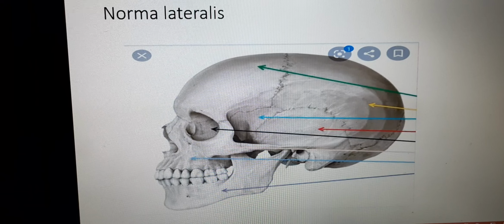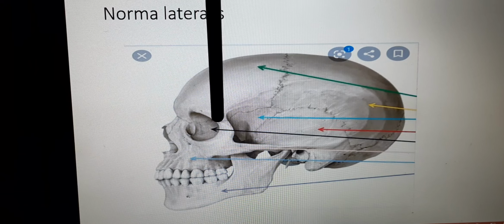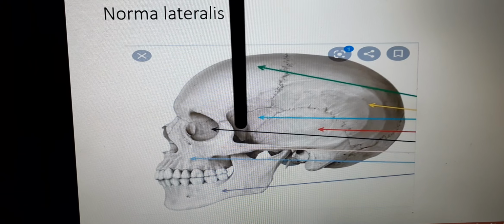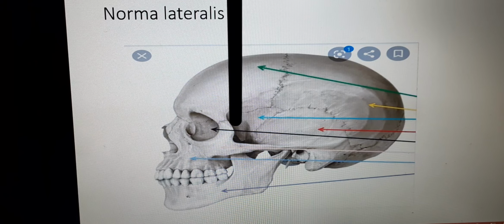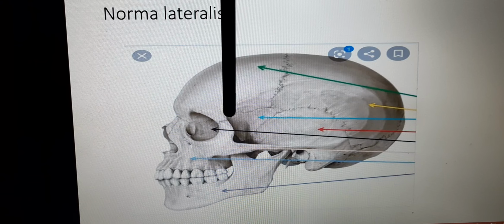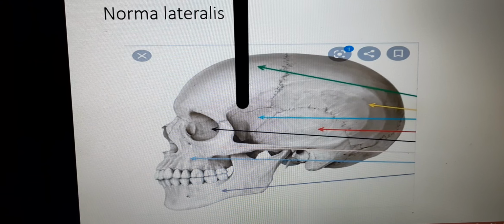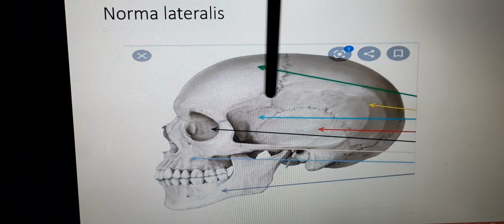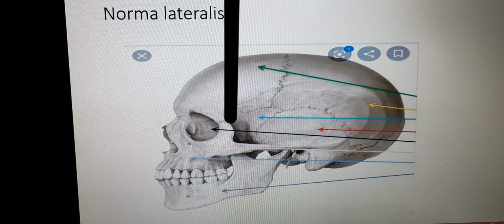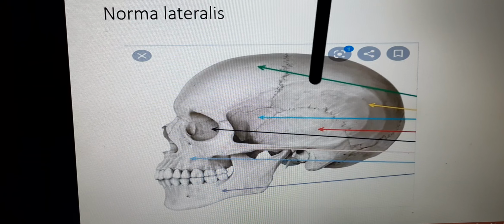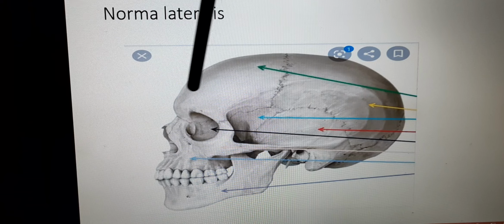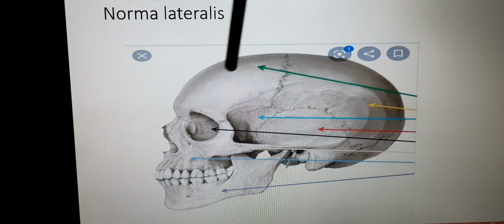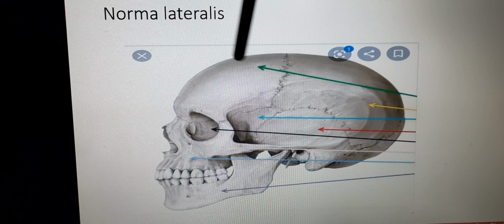Here we are seeing the zygomatic process of the frontal bone, and this is the posterior border. The temporal lines start from the posterior border of the zygomatic process of the frontal bone. This is the superior temporal line and the inferior temporal line, and this is the temporal surface, and this is the frontal surface of the squamous part of the temporal bone.